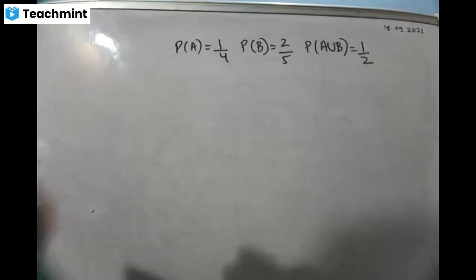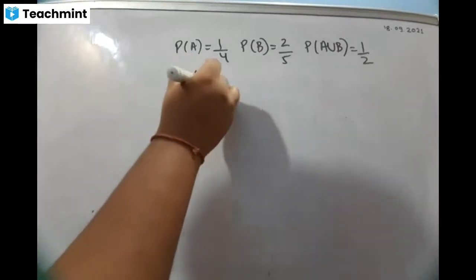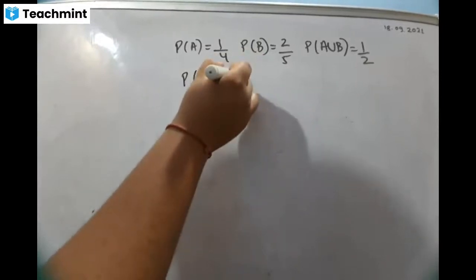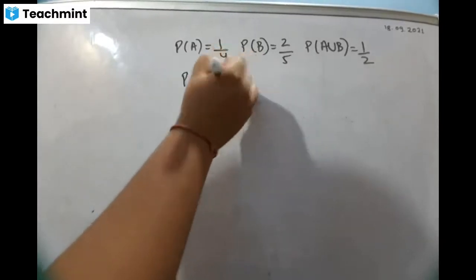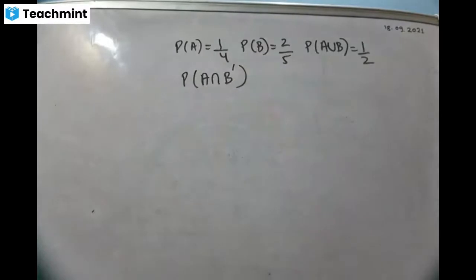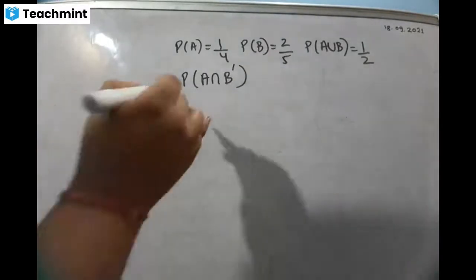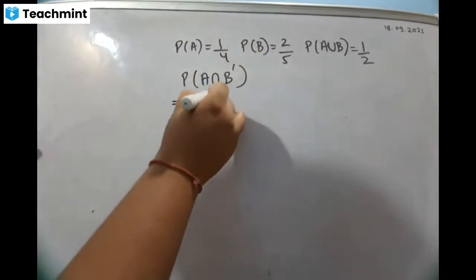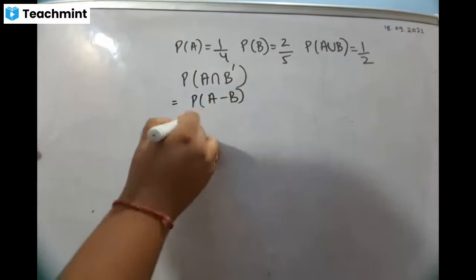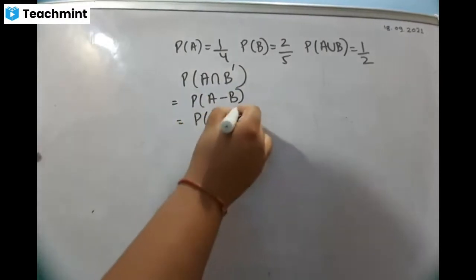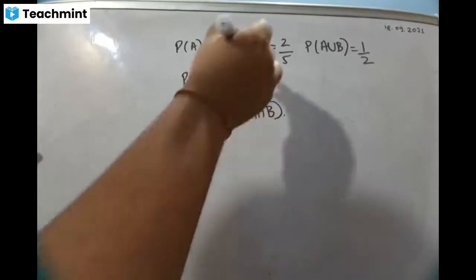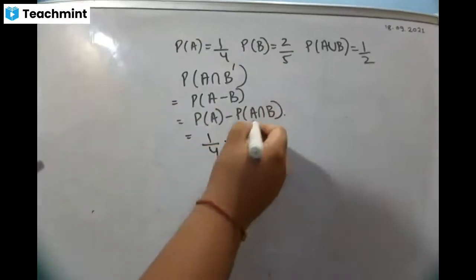Now, you have to find probability of A intersection B complement. This is the sign of complement, or I have taught you dash or bar, whichever suits you. So think about the formula, please. What is probability of A intersection B complement? It is probability of A minus B, which is in turn equal to probability of A minus probability of A intersection B. What is probability of A?